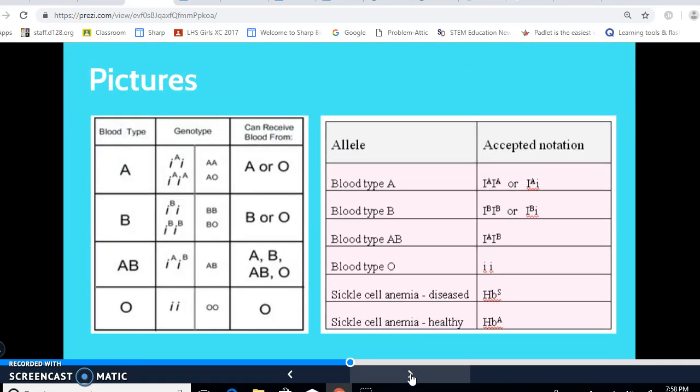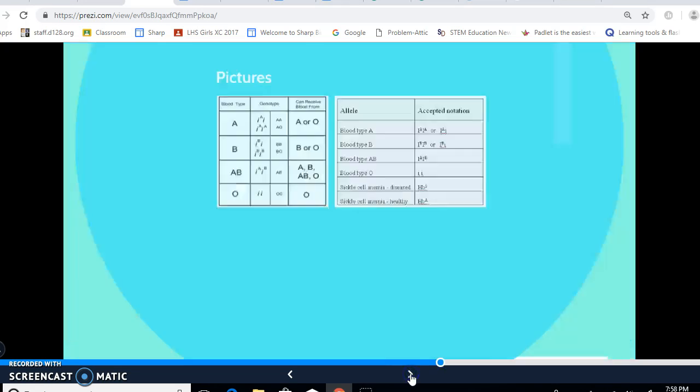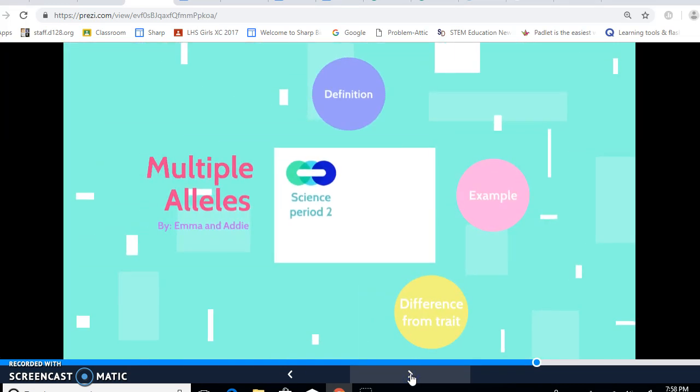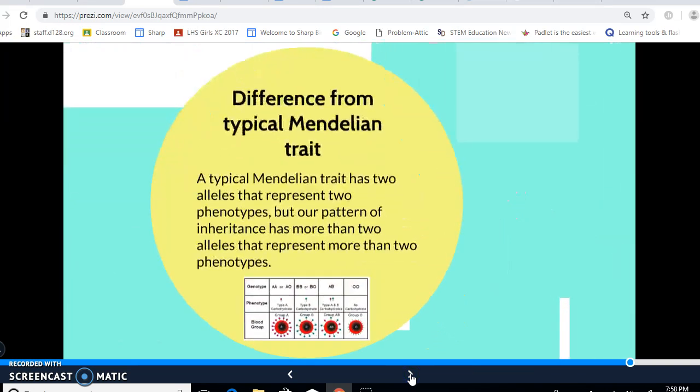The nice thing that I really like about these pictures that they pulled out is it really shows the genotypes for each blood type, which is something that is challenging for students to understand. And then also going through their Punnett square example. And then the last thing they mention is how it's different from a typical Mendelian trait or typical pattern of inheritance, because there's more than one allele that encodes for the trait.